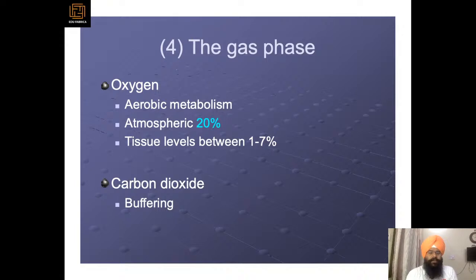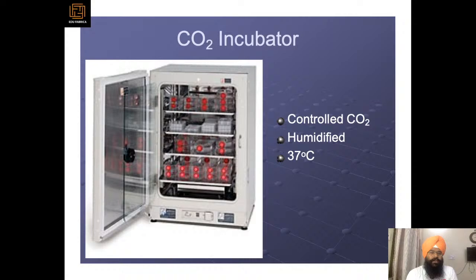The gas phase: carbon dioxide should be maintained, and oxygen should be maintained while maintaining your cell culture, for aerobic metabolism, at an atmospheric tissue level between 1 to 7%. So the carbon dioxide incubator looks like this, and should be maintained with controlled carbon dioxide, humidified, at 37 degrees Celsius.